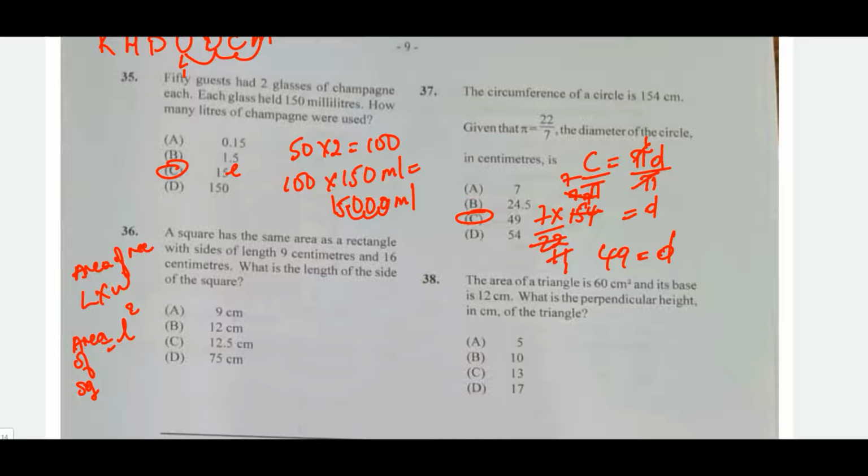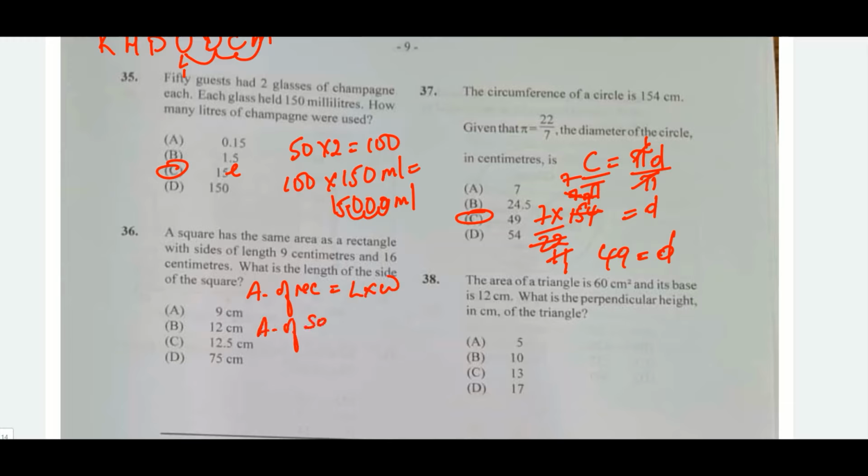Let me see if we can write that a little bit neater, because I don't really write so beautifully, as you can see so far, but that's okay. It's legible, it's visible. So we have: area of rectangle is length times width, and area of square is L squared.